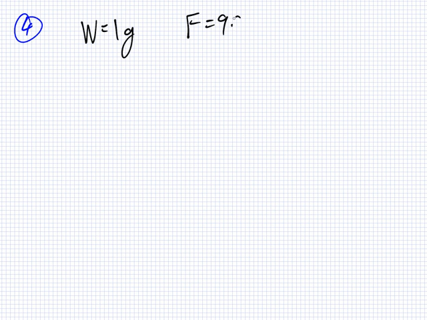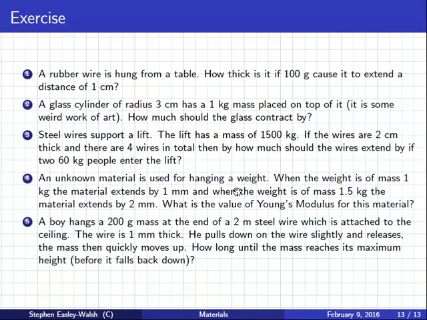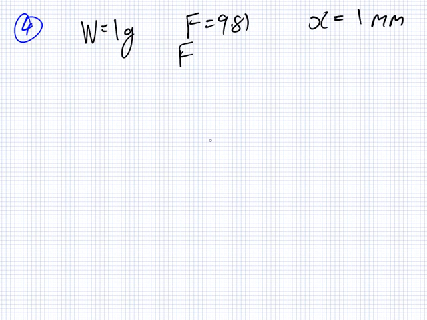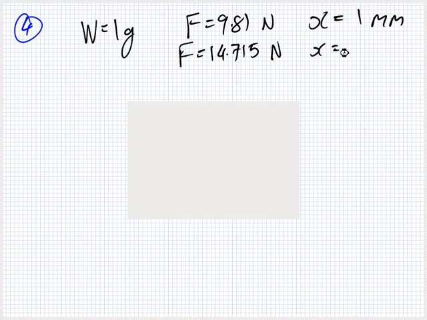So in the first situation, when the weight is 1 kilogram, that means the force is 9.81 newtons, the extension is 1 millimeter, and then in the next situation, when it is 1.5 kilograms, that means the force is 14.715 newtons. The extension, I think I said, is 2 millimeters.